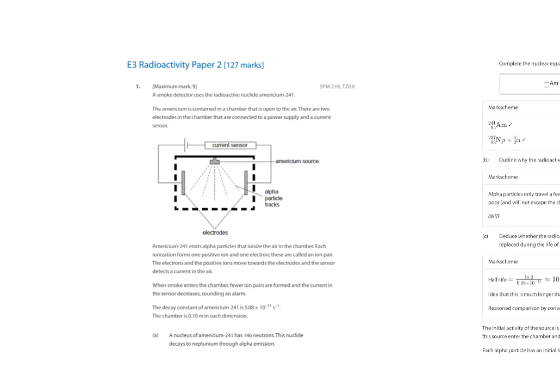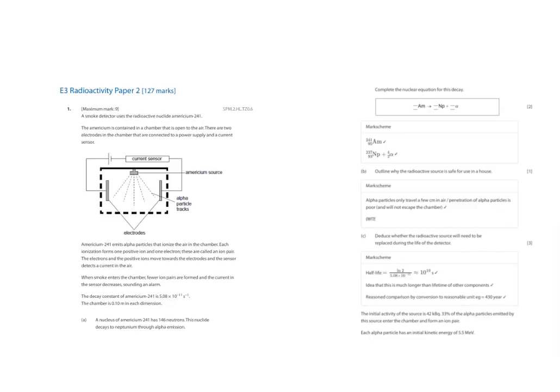All right, number 1 shows an americium source with some alpha particles hitting some electrodes. It's a smoke detector. So this question talks about americium-241 and how the smoke detector works. It emits alpha particles that ionize the air. It gives the decay constant of americium, and it gives the dimensions of the chamber that it's in.